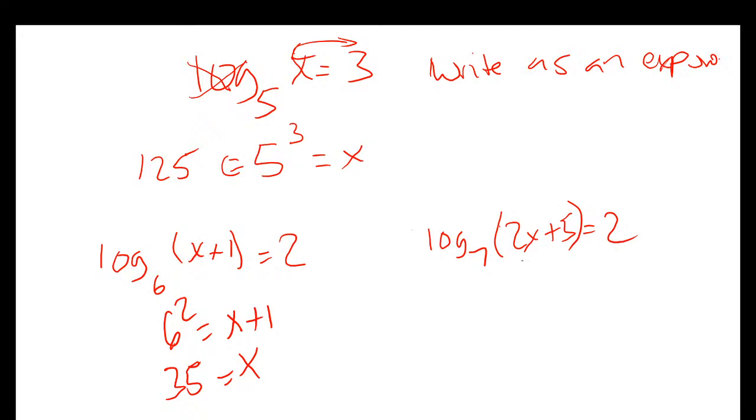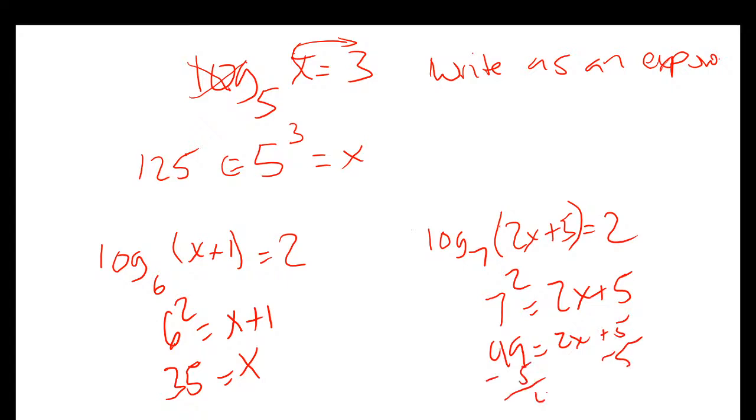All right. What about the next one? For the next one, I got 7 squared equals 2x plus 5. All right. So 49 equals 2x plus 5. Subtract 5, subtract 5. 44 equals 2x. And x equals 22. All right. We good? Everybody good?